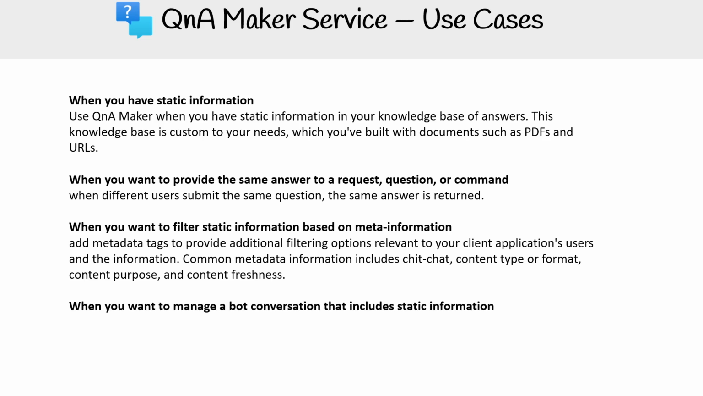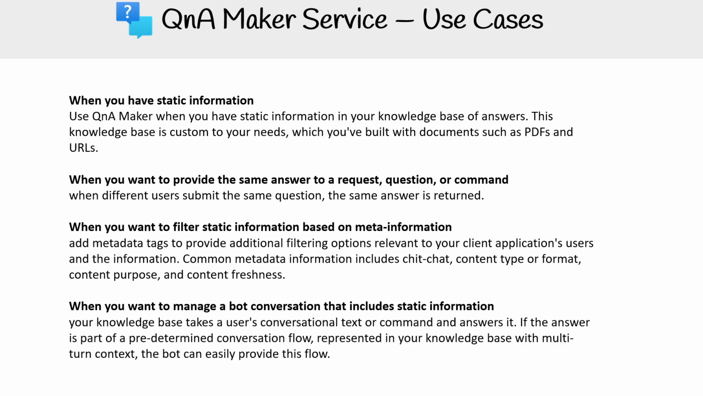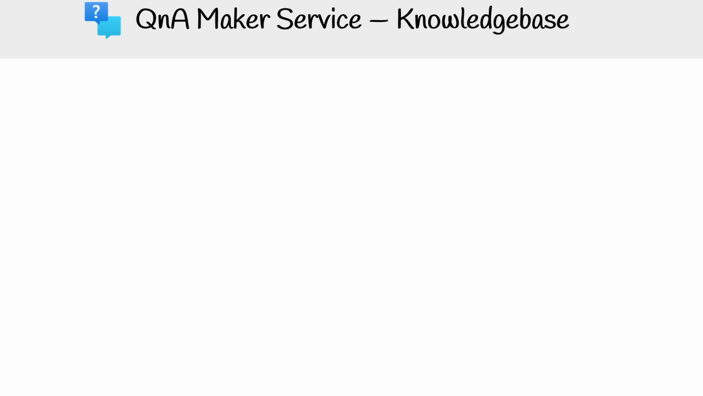And there's a use case when you want to manage a bot conversation that includes static information. So your knowledge base takes a user's conversational text or command and answers it. If the answer is part of a predetermined conversation flow represented in the knowledge base with multiple turn contexts, the bot can easily provide this flow.